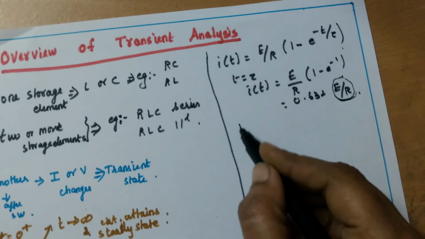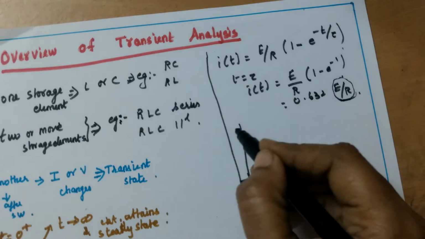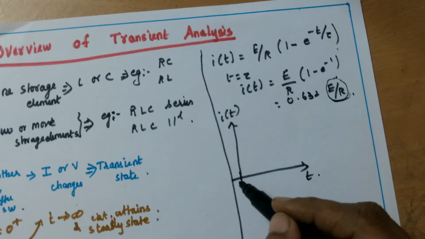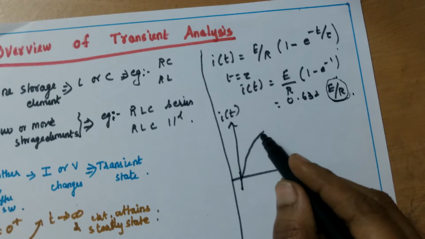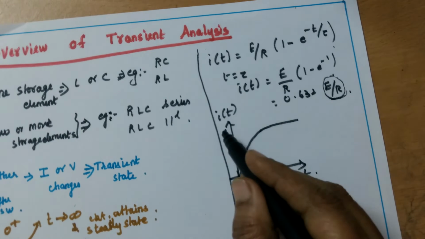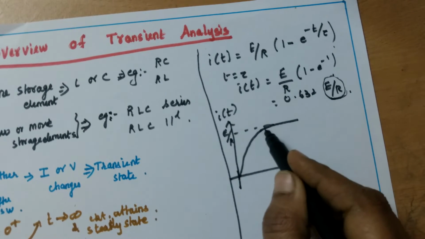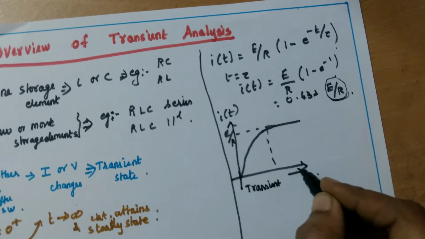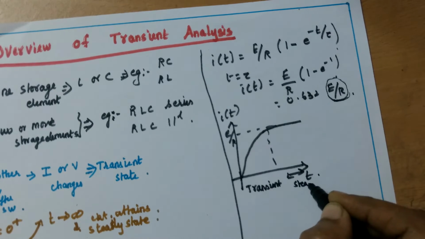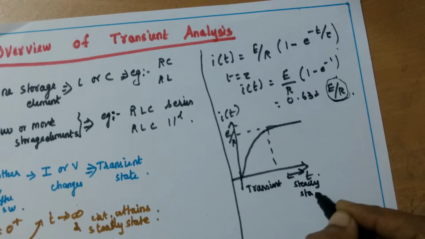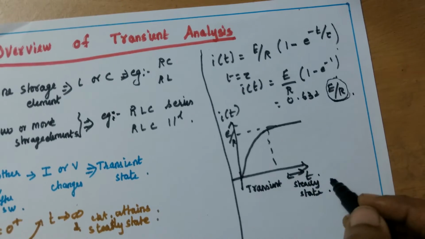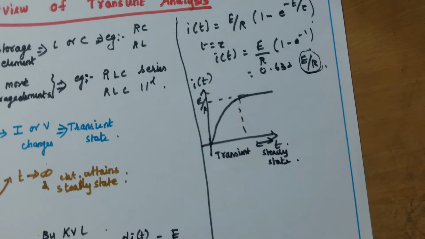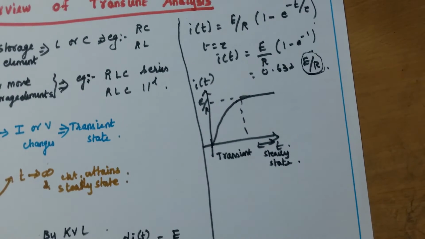Okay. So here we can define the current waveform as I of t with respect to the time constant. First the current grows exponentially and after a certain time it reaches the steady state value E by R. This period is the transient state, and after attaining the steady state value, that period is known as the steady state period. So this is for the RL transient circuit.